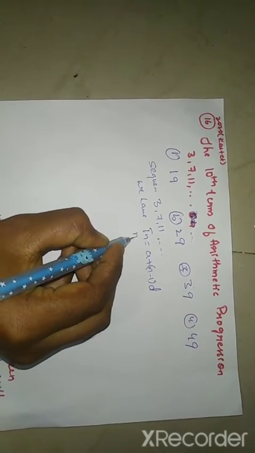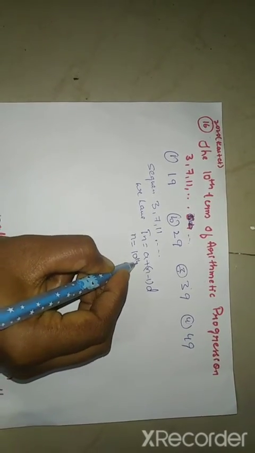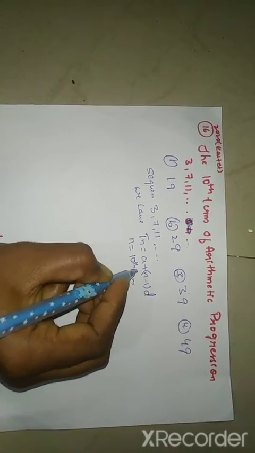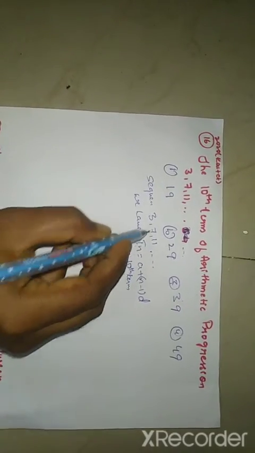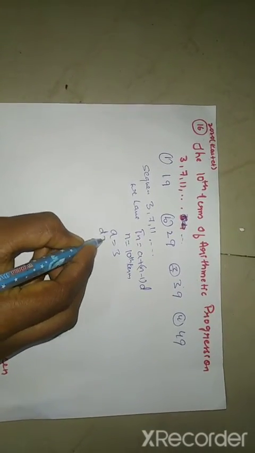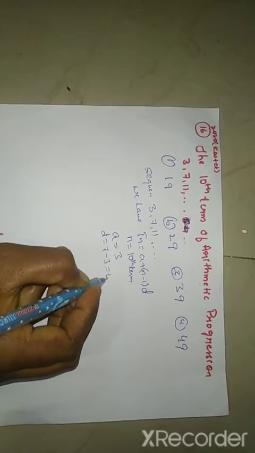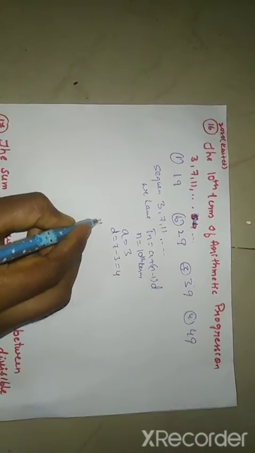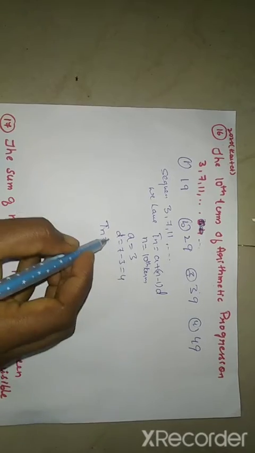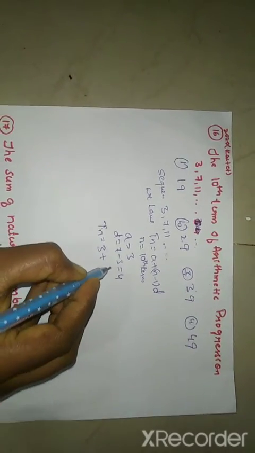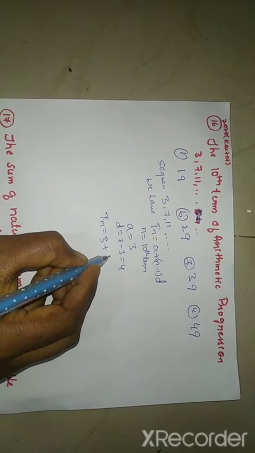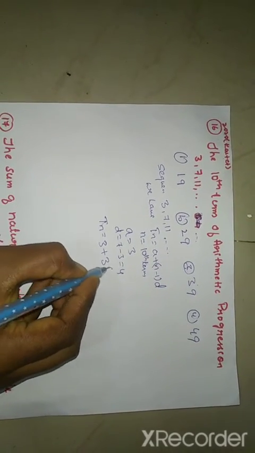So we have to find the 10th term. n is equals to 10. Value of a is equals to 3. Common difference d is equals to 7 minus 3, that is equals to 4. So substitute all the values in the Tn formula. Tn is equals to 3 plus n minus 1 into d.